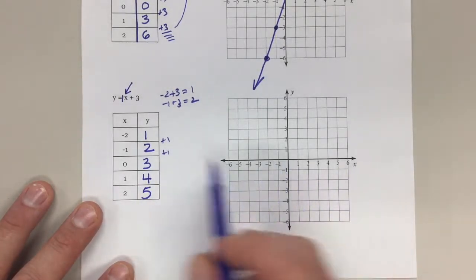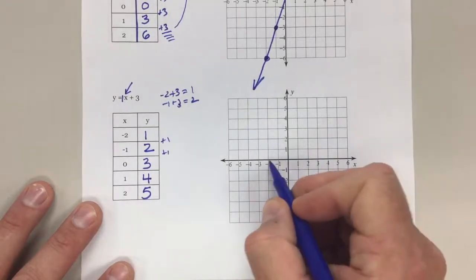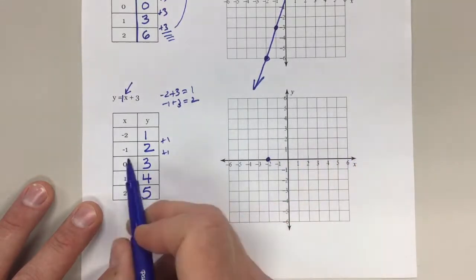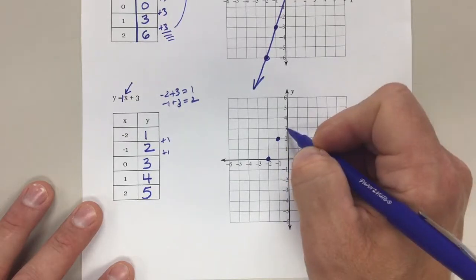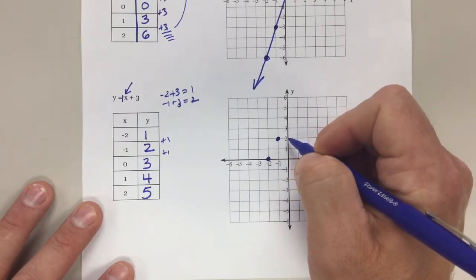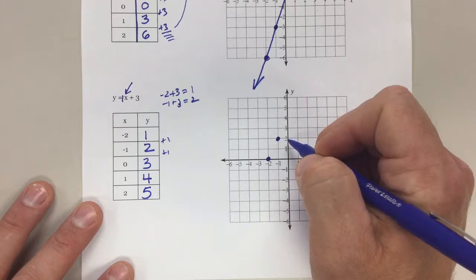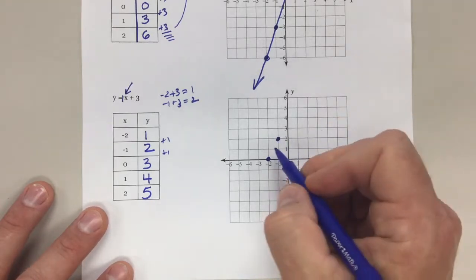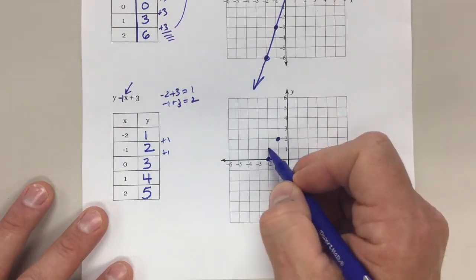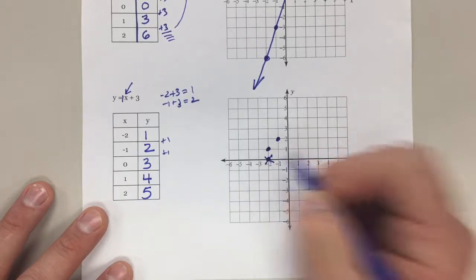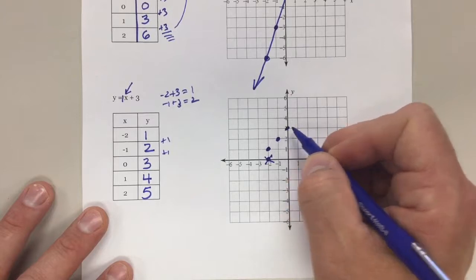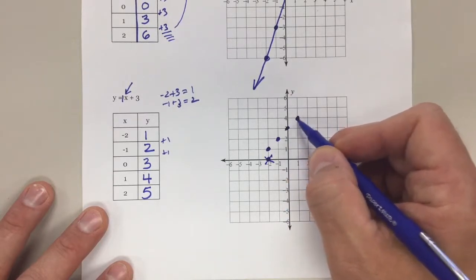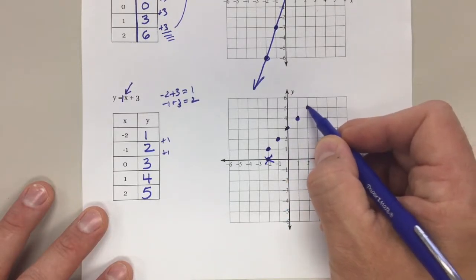So when I graph these points, first I go to -2, 1. Then -1, 2. 0, 3. I did not graph that correctly. My mistake. It should be -2, 1. This point is incorrect. -1, 2, 0, 3, 1, 4, 2, 5.